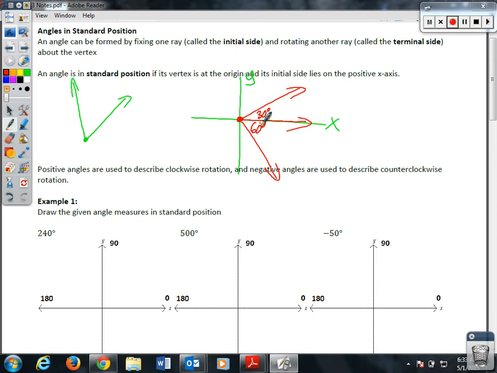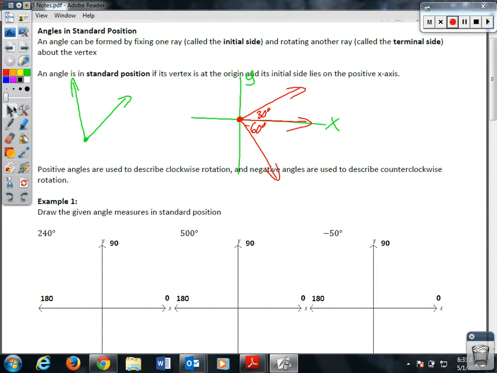When we're describing angles, though, we're going to use positive angles and negative angles. Positive angles will be going clockwise, and negative angles will be going counterclockwise. So really I should have a negative 60 here for the bottom one, because we're going down from the initial side. So we call that a negative angle.